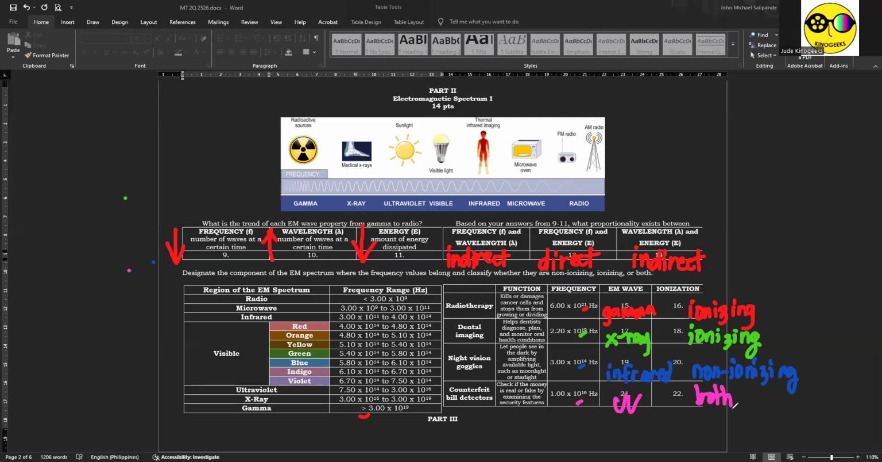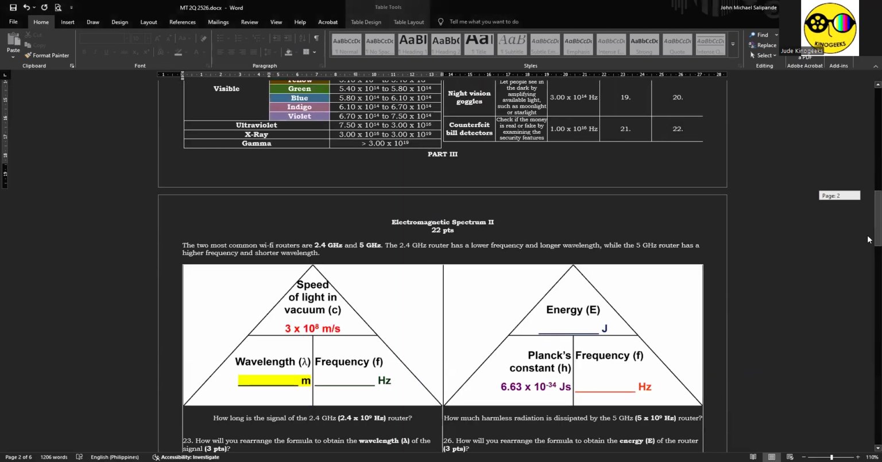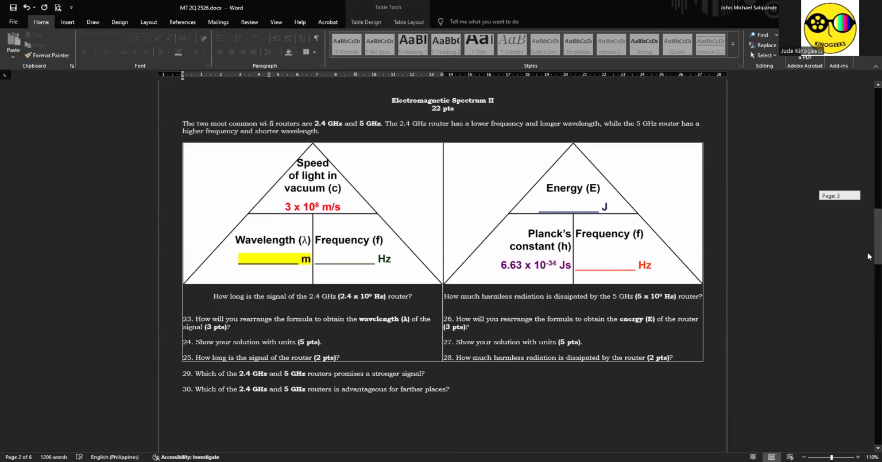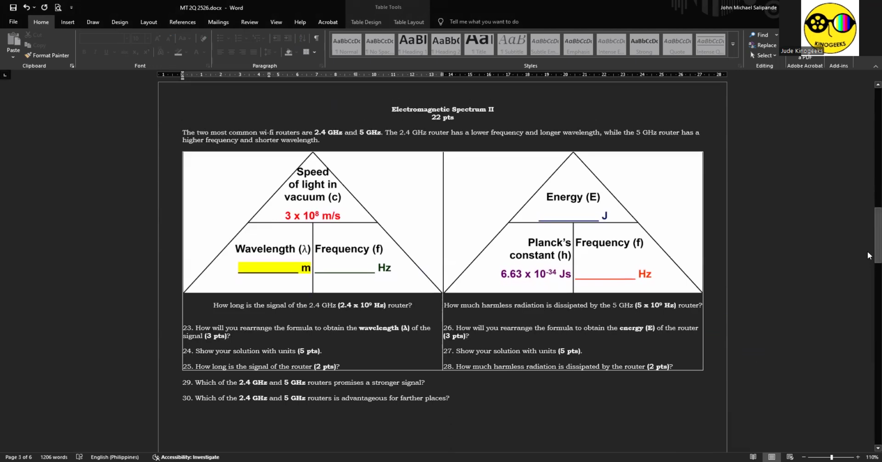Okay, so these are the concepts for the electromagnetic spectrum, and let's now proceed to problem solving. Part 3, electromagnetic spectrum part 2. The two most common Wi-Fi routers are 2.4 gigahertz and 5 gigahertz. The 2.4 gigahertz router has a lower frequency and longer wavelength, while the 5 gigahertz router has a higher frequency and shorter wavelength. So here are the two pyramid formulas. Let's start with the left one.